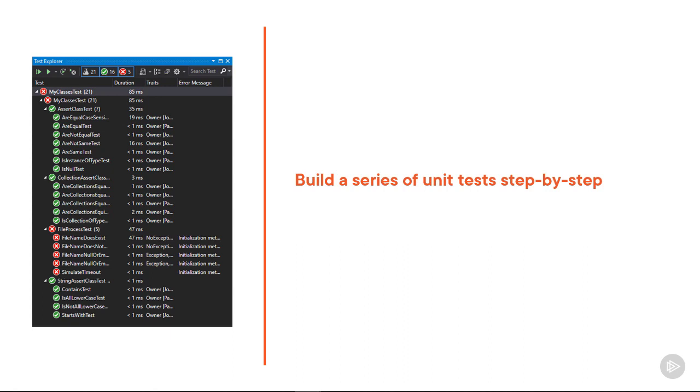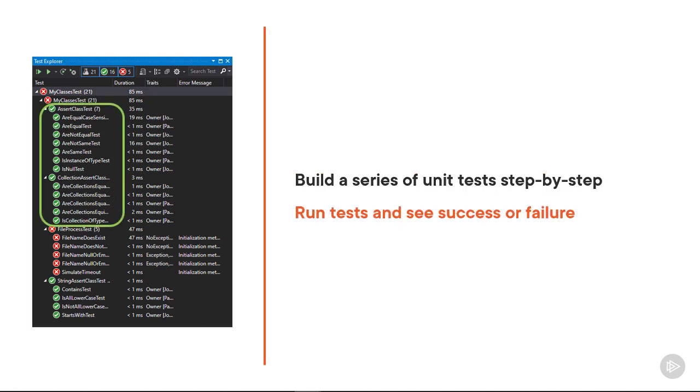Throughout this course, we're going to build a series of unit tests step by step. And you can see the Test Explorer here. We're going to have quite a bit. And then we're going to run those tests to see which ones succeed and which ones might fail. Now, we're eventually going to get them all to work, of course, but we want to be able to see things fail as well as succeed so you can understand what happens when something fails and what you might need to do to fix up the code or maybe the unit test.